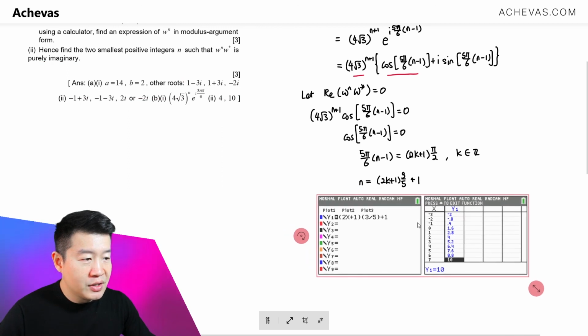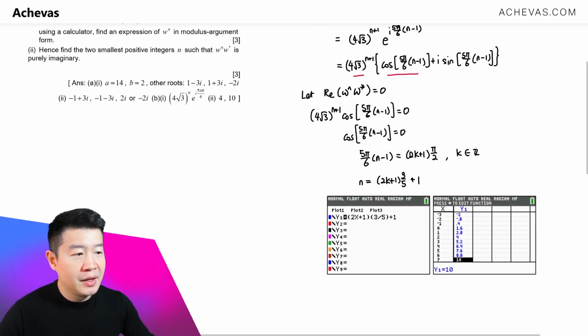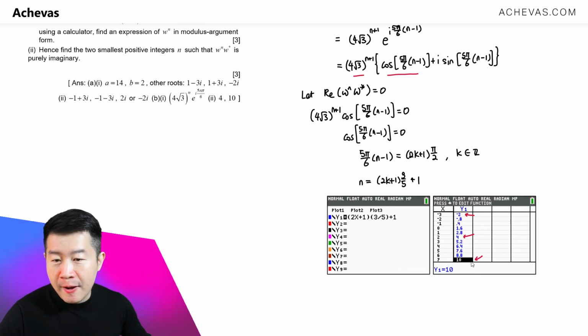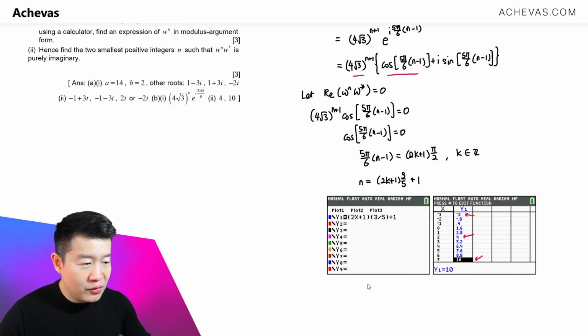I've gotten this. If I were to press this as 2x plus 1 multiplied by 3 over 5 plus 1, and then generate a table, this table will show me all the possible values of n when k are integer values, -3, -2, -1. So this represents k. And if you were to look at this, I just need to extract out integer values. So integer values will be like -2, like 4 over here, it will be 10. The other number is going to be equal to 16. So if I were to just write it down from my calculator, n will take up numbers like -2, like 4, like 10, 16, and so on.